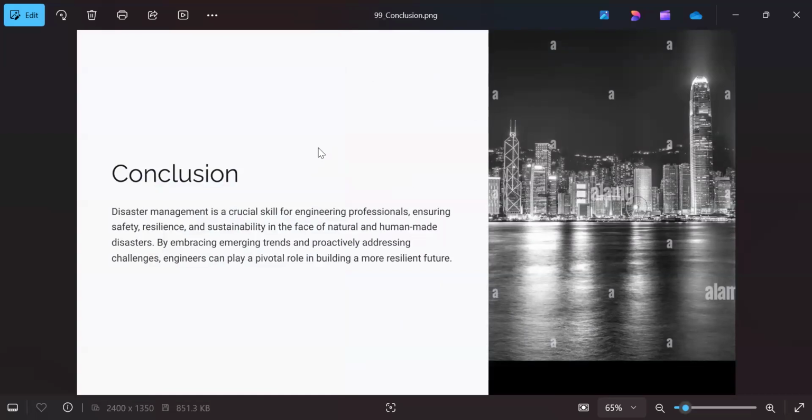So, what is the conclusion? Disaster management is a crucial skill for engineering professionals, ensuring safety, resilience, and sustainability in the face of natural and human made disasters. By embracing emerging trends and proactively addressing challenges, engineers can play a pivotal role in building a more resilient future.